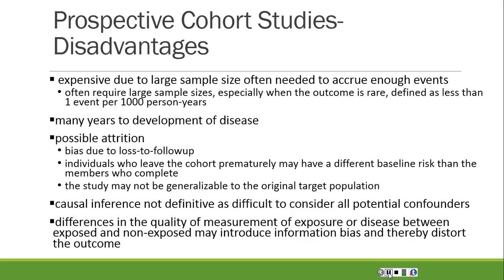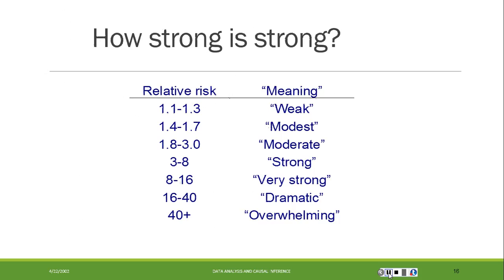Also, there can be differences in the quality of measurement of the exposure or the disease between the exposed and non-exposed, and this can introduce what we call information bias and distort the outcome. This is because some individuals may pay closer attention to their exposures as well as their medical care as they develop the disease, whereas others who are healthy might not be paying attention to those issues.